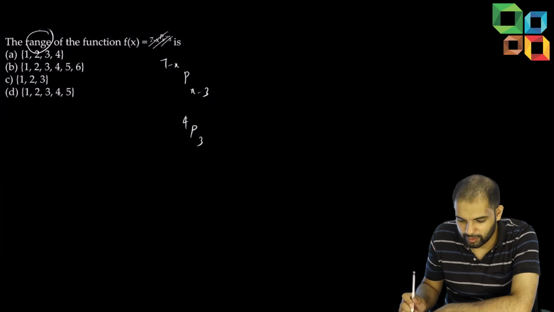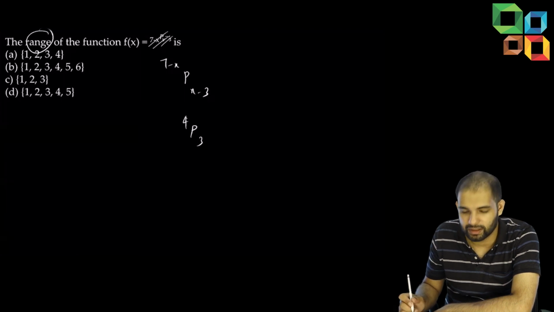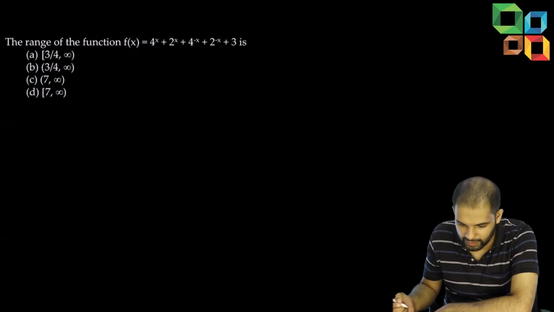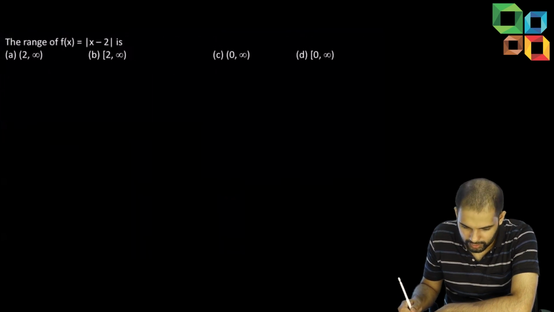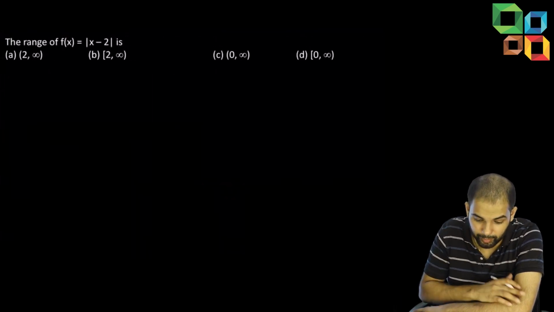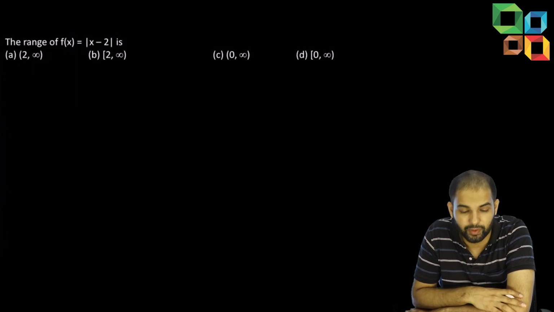So it comes under permutations. Okay, this is a proper definition for it. For now, we are not required. Okay, this is a simple one, so we can go with this. The range of this. Range of mod of x minus 2. What is the range?